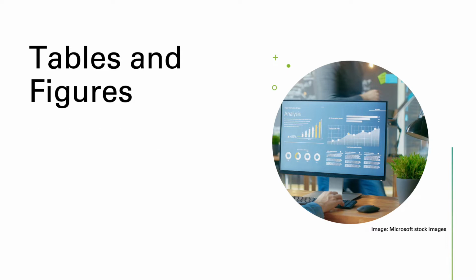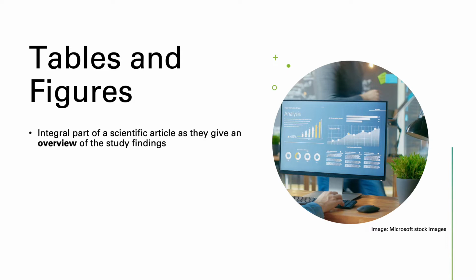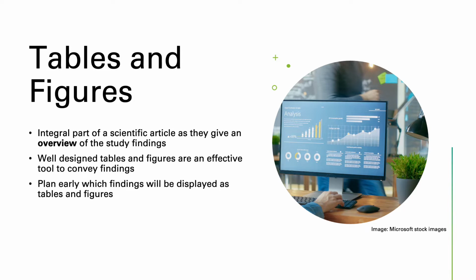Tables and figures are an integral part of the scientific article as they give an overview of the study findings. For many readers, reviewers, and editors, these are the first element they will look at when reading a paper. Therefore, well-designed tables and figures are an effective tool to convey findings and can make a great impression on the readers even before they dive into the paper. When planning to write a paper, it's a good idea to plan early which findings you want to display as tables and figures.